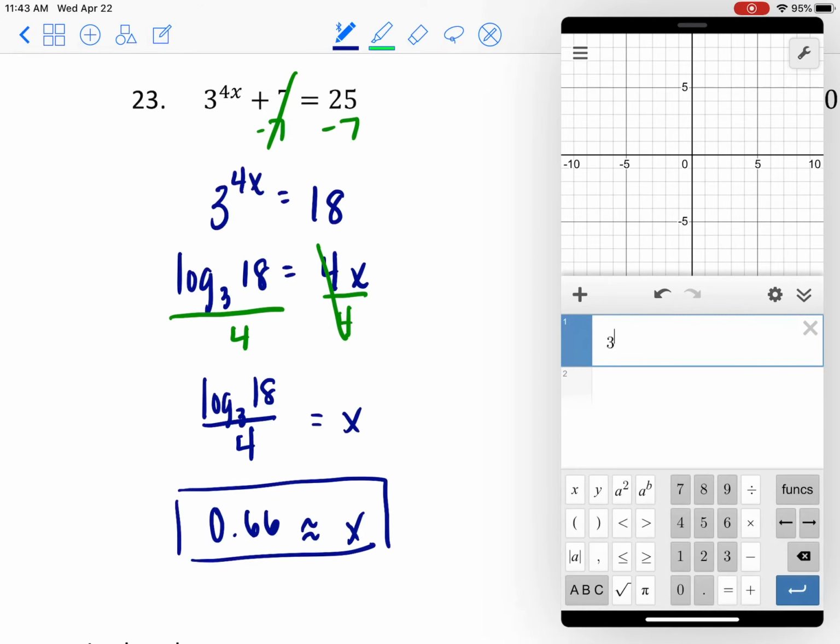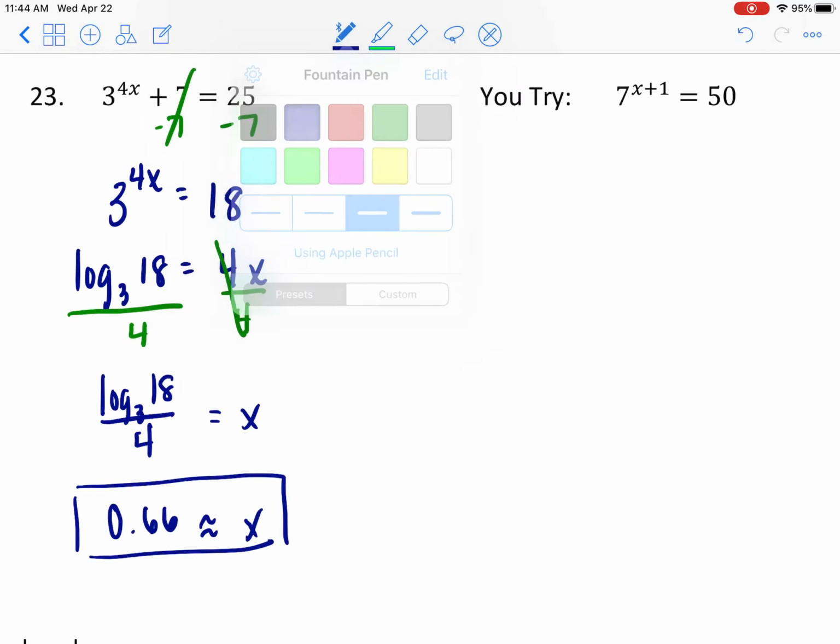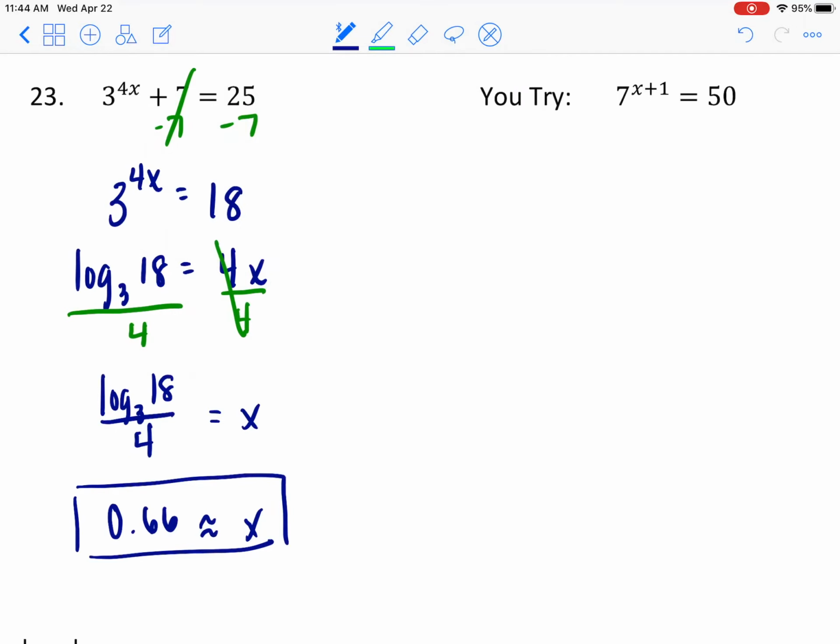0.66. Again, at any point if you want to check your answer, you can plug it back in. So let's do that here just so you can see. And we rounded the answer, so it's going to be close. So if I put in 3 and I raise it to the 4 times 0.66, and then if I add 7, it should be pretty close to 25. Now it's a little over because I rounded my answer up a little bit, but you can still verify that you're doing this correctly. Okay? All right, one for you to try if you want to give it a shot. Feel free to pause if not.